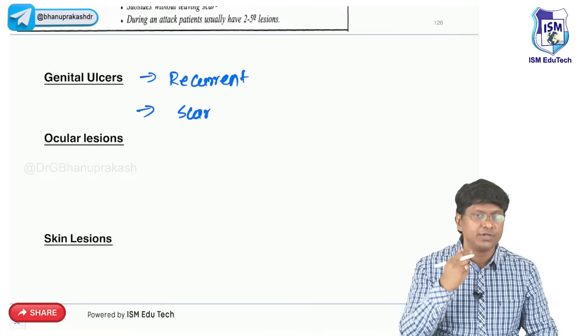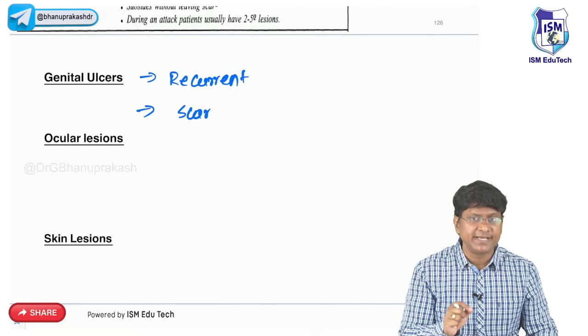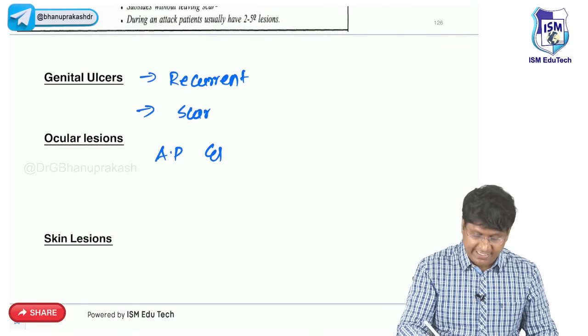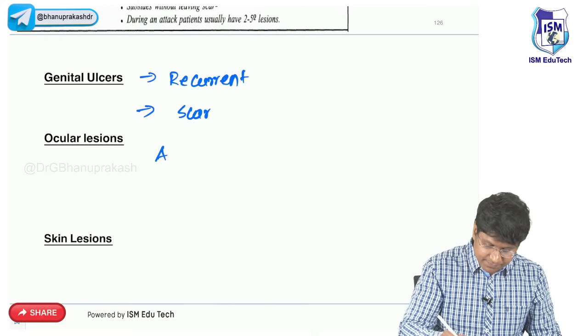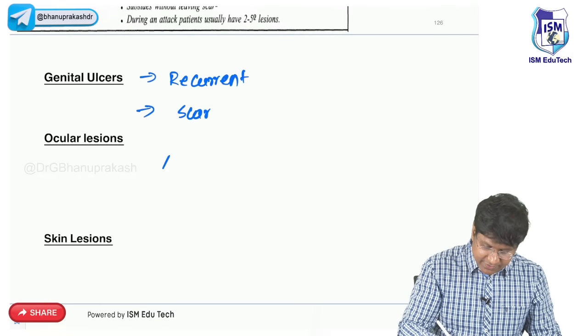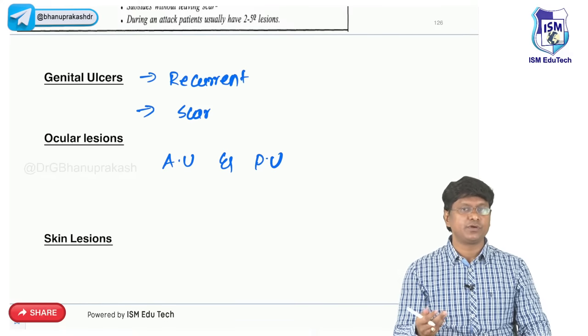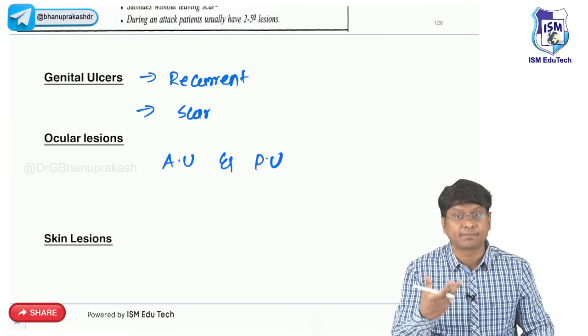And next is the ocular lesions. What are the ocular lesions in Behçet's? You have the development of anterior and as well as the posterior uveitis, right? And because of this anterior uveitis or posterior uveitis, the individual can develop blindness.